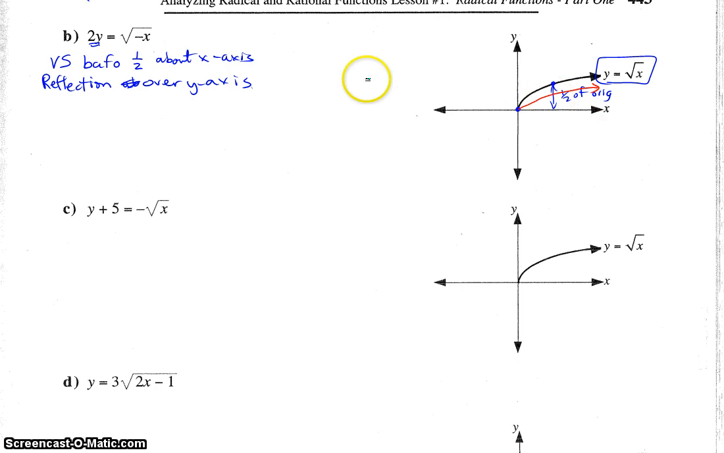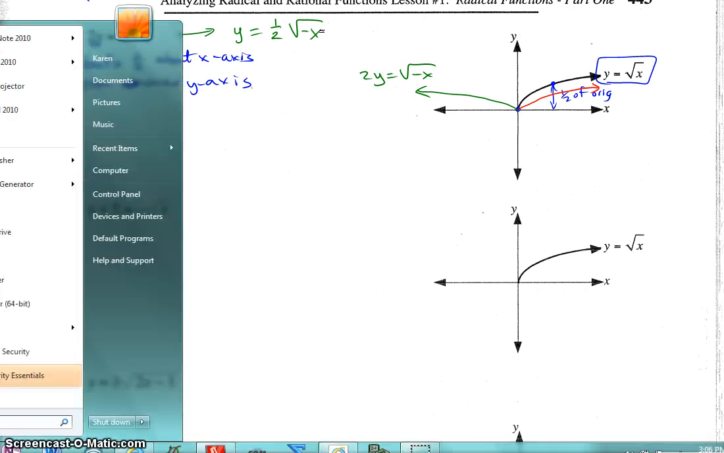Okay, and then reflect over the y-axis. So here's our y-axis. If we reflect over the y-axis, that's going to end up looking like this. And that would be our final transformed function of 2y equals square root of negative x. Now, we can confirm that on the calculator by isolating y, divide both sides by 2 so that we have a 1/2 and then square root of negative x. So let's just check that out on the calculator a minute and see if we get that same function.